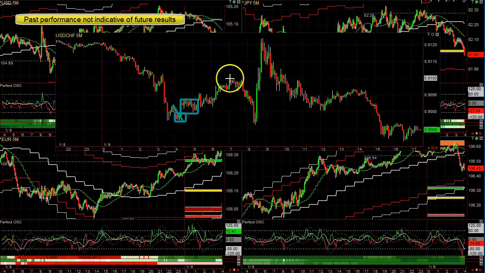If you held on a little bit longer and kept moving your stop up underneath each swing low, you would have made 3 to 4 times more than what your risk was.